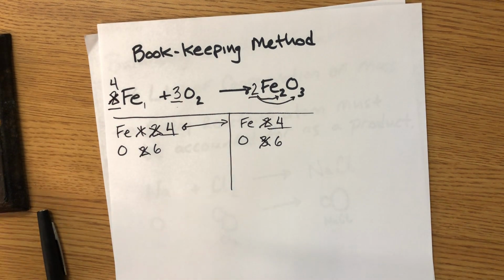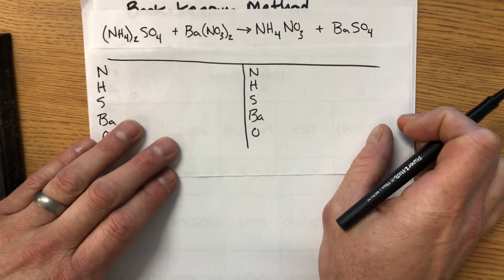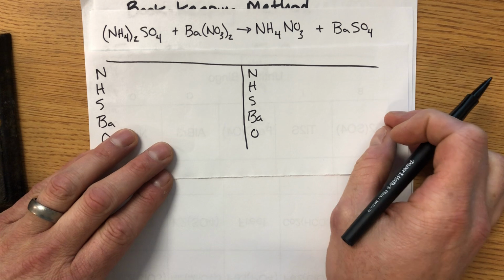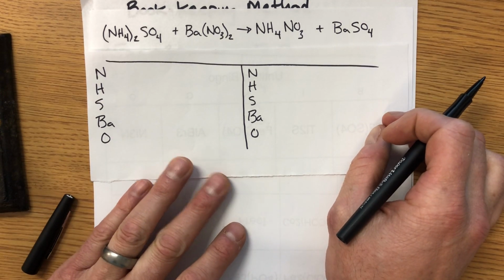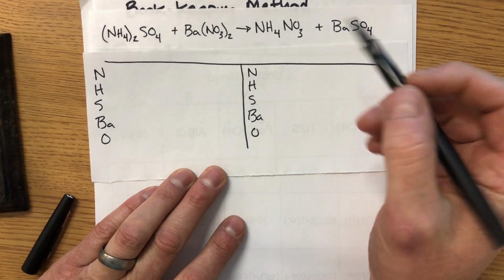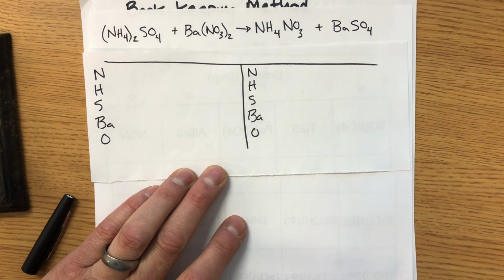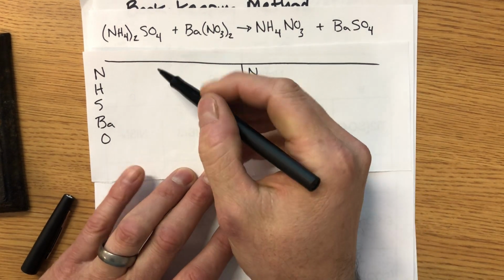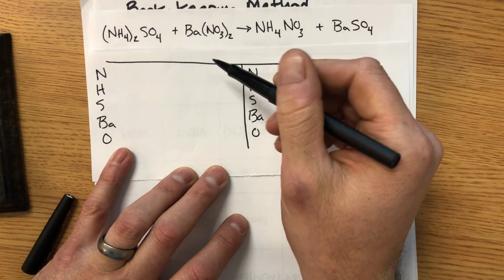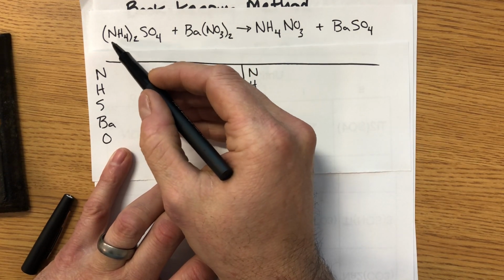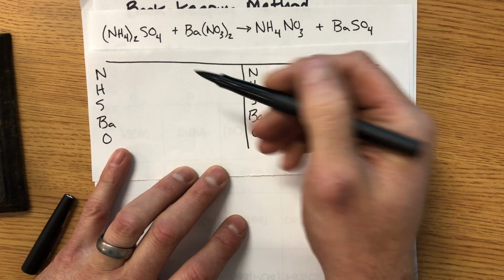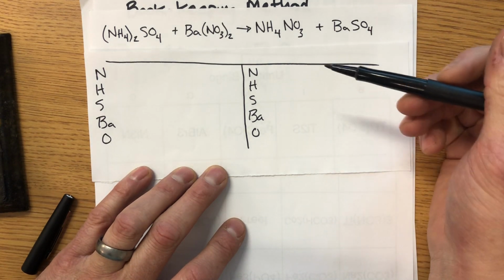Okay, so here's a little trickier one. This guy right here. I've already started this one for us. This one looks a little bit harder because we've got more elements to take into account. We've got nitrogen, hydrogen, sulfur, barium, and oxygen. And when you have these elements that exist in multiple compounds, like the nitrogen is in the ammonium and it's also in the nitrate, that makes for pretty challenging balancing.